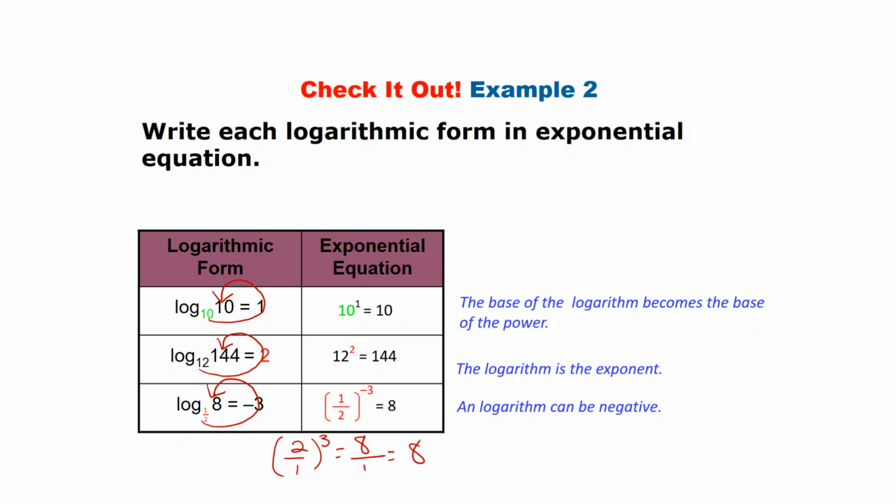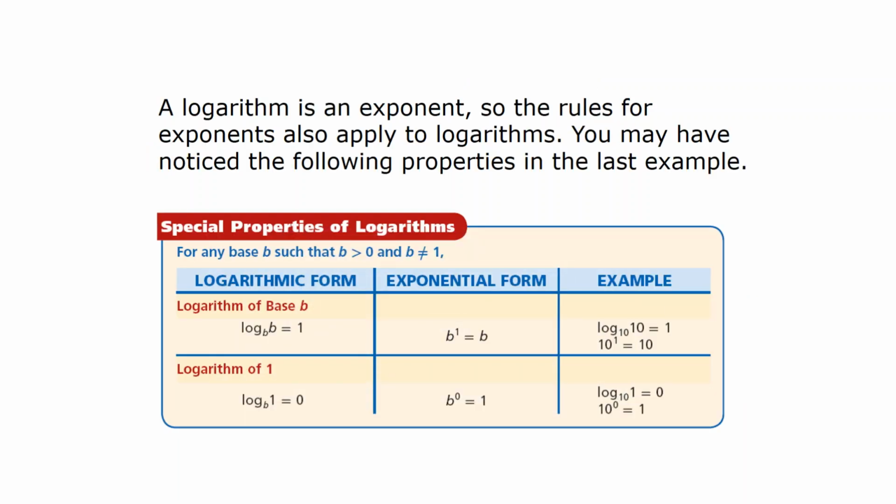So pretty simple. All right, and here's just a little note of rules that you know, but we'll just have them written down, formalized here. When we have the logarithm of base b, we say b to the 1 power is equal to b. And if you think about that, that's pretty clear. 10 to the first power is 10. Anything to the first power is itself.